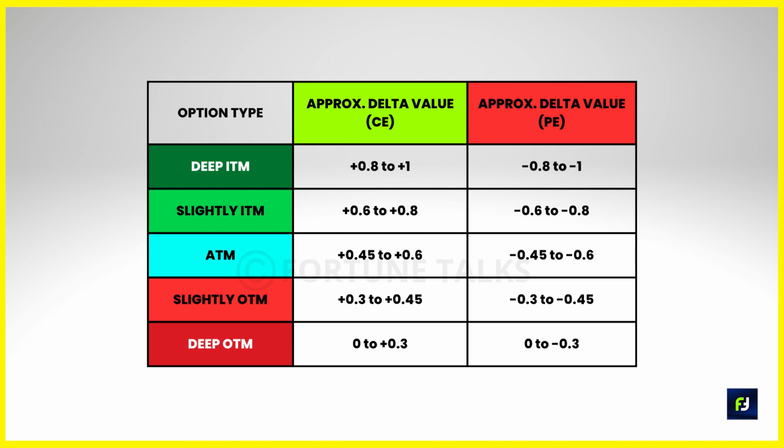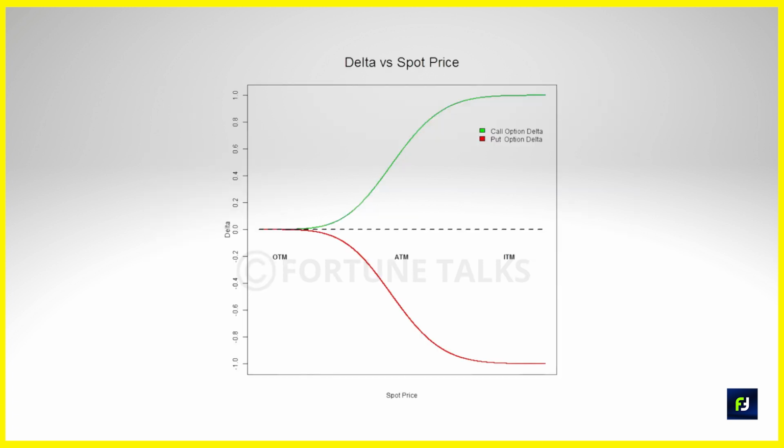Now, based on the moneyness of options, the delta values obtained from the formula vary. So here's a table which will help you identify the approximate delta value for a given option. Using this table as reference, we can plot a chart between delta and spot price for both call and put options. This is how the chart will look. The chart marked in green is for call options, while the one plotted in red is for put options. One thing is pretty clear from the table as well as the chart.